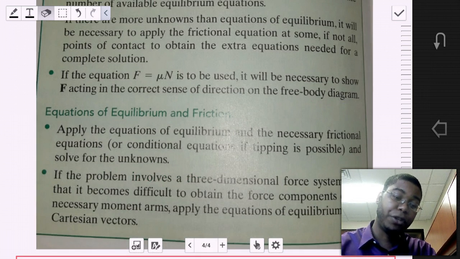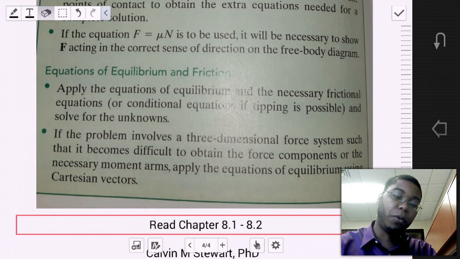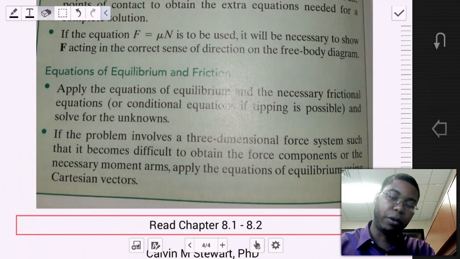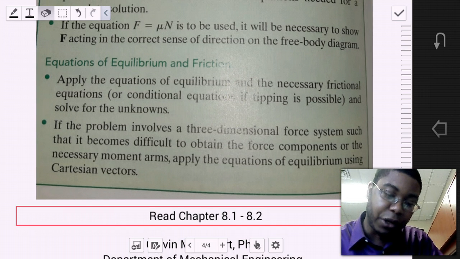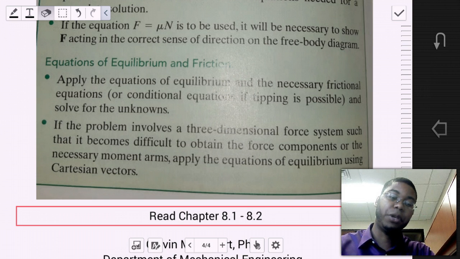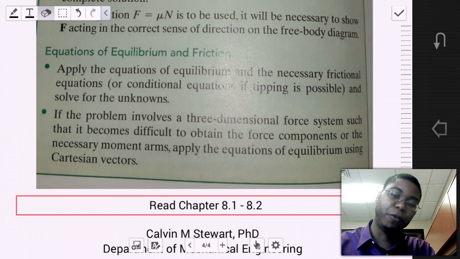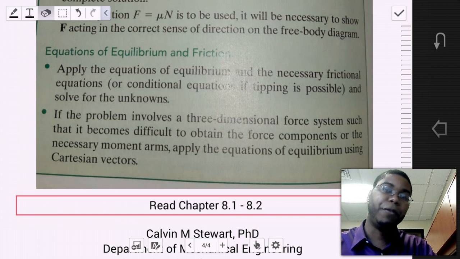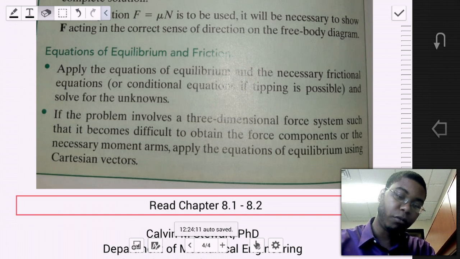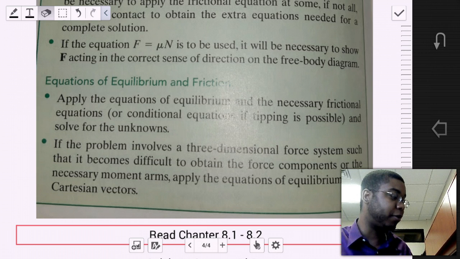Now let's move into the equations of equilibrium and friction. So we need to apply the equations of equilibrium and the necessary frictional equations or conditional equations if tipping is possible, and solve for the unknowns. If the problem involves a three-dimensional force system such that it becomes difficult to obtain the force components or the necessary moment arms, then we need to apply the equations of equilibrium using the Cartesian vector form, right? And that's pretty much how we solve these problems.